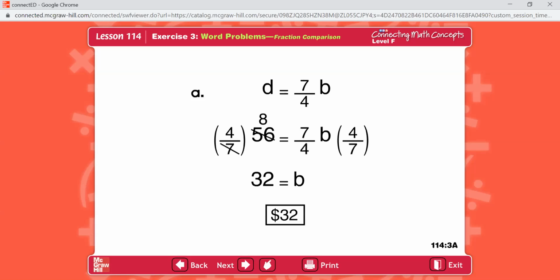Oops. Problem B, there are 36 students in the library. The number of students in the computer room is 3/4 the number of students in the library. How many students are in the computer room? The equation you should start with is C equals 3/4 L. Pause the video now to work the problem. Resume when you're ready to check your work.